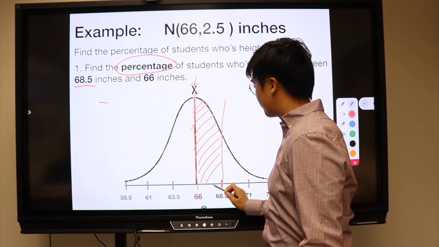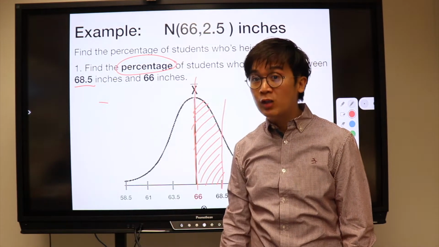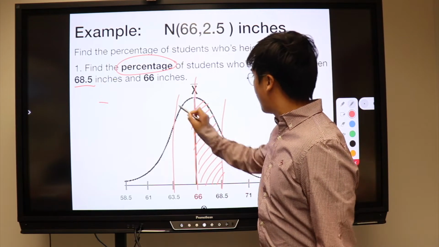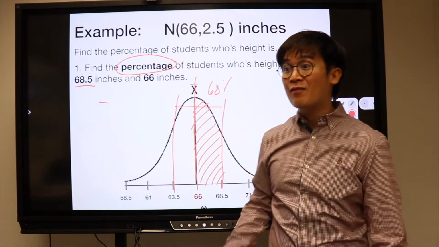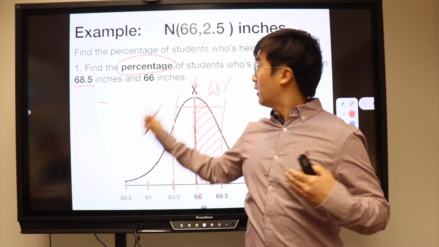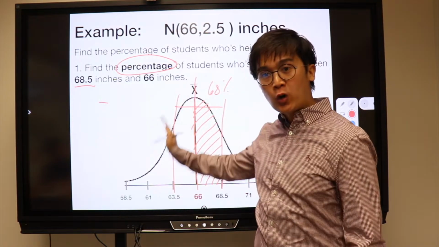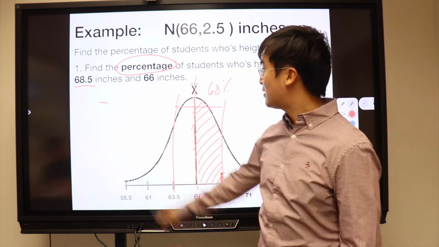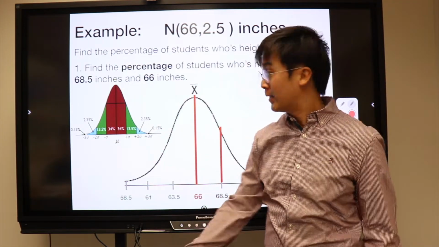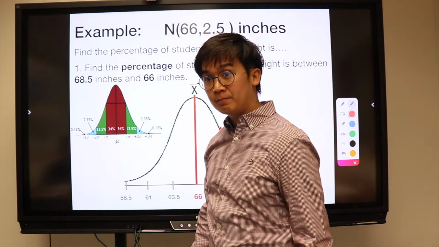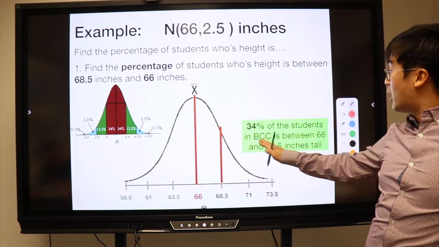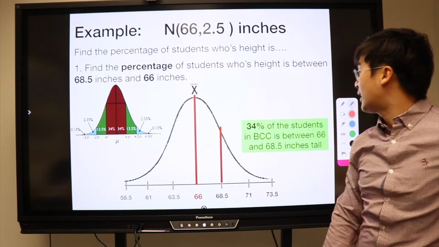And do you know how much that percentage is in our normal curve? Yes, 34. Why is it 34%? Because it's half of the 68%. Because in statistics, we have the empirical rule, and the empirical rule states that if you're within one standard deviation of the mean, you have 68% of your distribution in the normal curve. And we use the modified version of our normal curve so that we can see it better. So this is 34%. To answer the question, 34% of the students in Barstow Community College are between 66 inches and 68.5 inches tall.